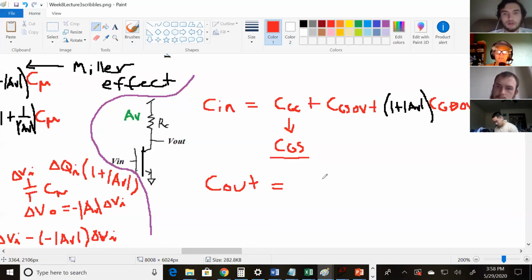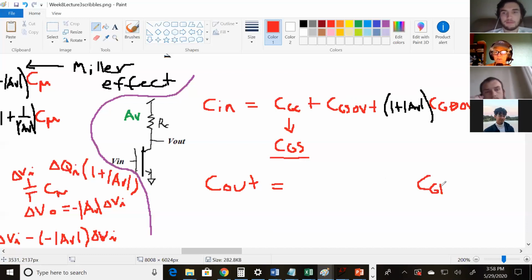Gate drain overlap. C gate drain overlap. So put that over here. C gate drain overlap. What else?